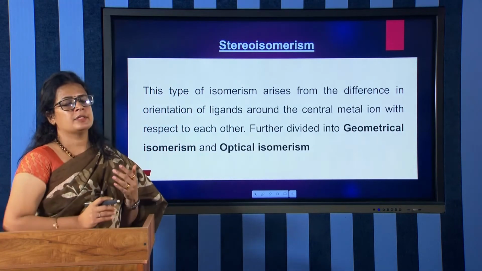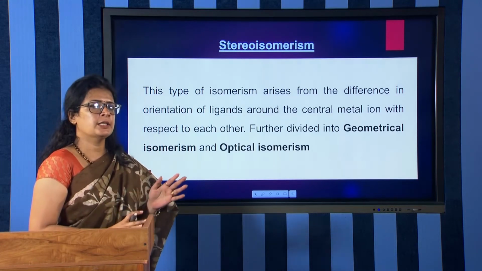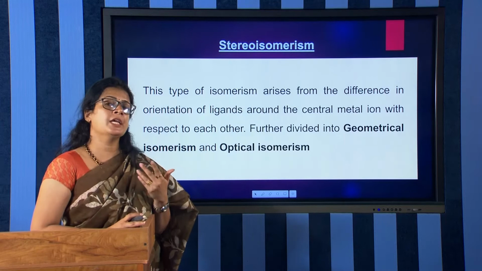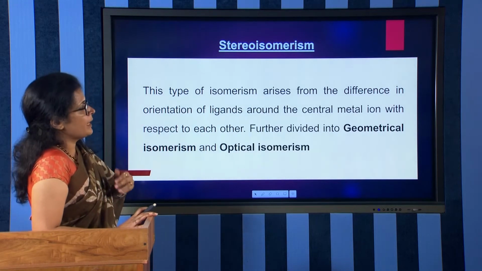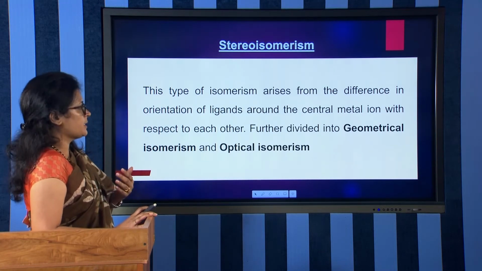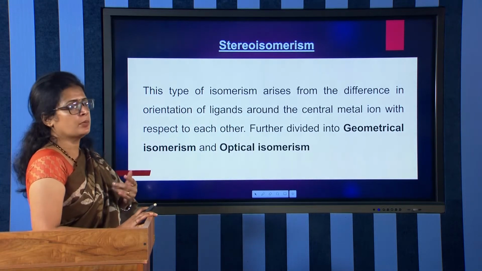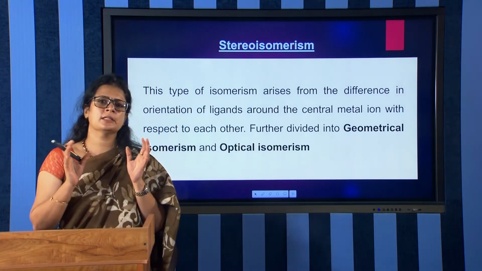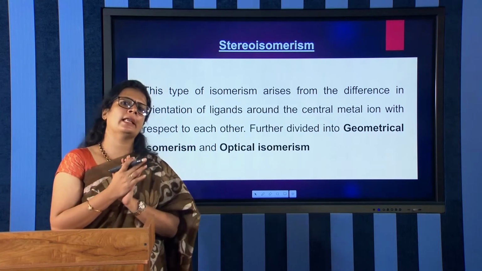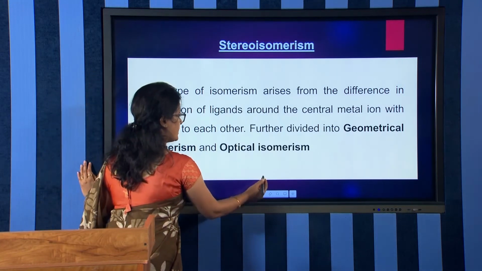And now we have studied what structural isomerism is. Moving to the second broad classification, that is stereoisomerism. What is stereoisomerism? Stereoisomerism is also called spatial isomerism. This type of isomerism arises from the difference in orientation of ligands around the central metal ion with respect to each other. They are further divided into geometrical isomerism and optical isomerism. What is happening in stereoisomerism? There will be a difference in orientation of the ligands around the central metal atom. It will be clearer if we go through more examples.